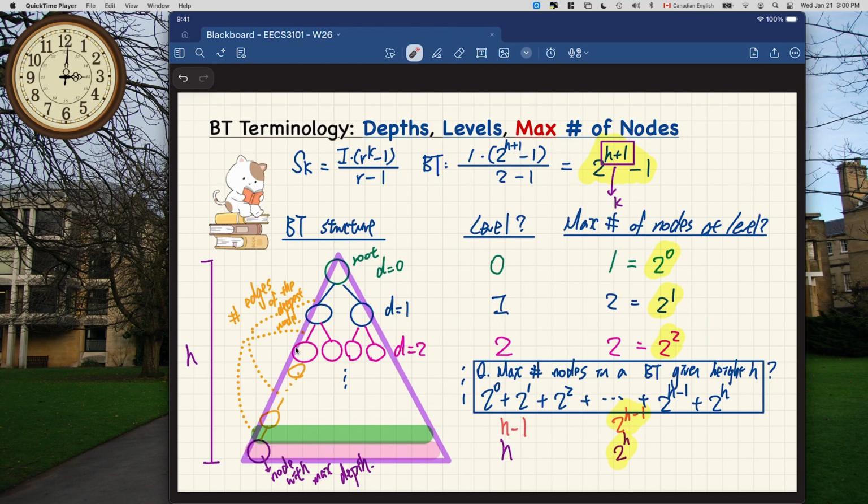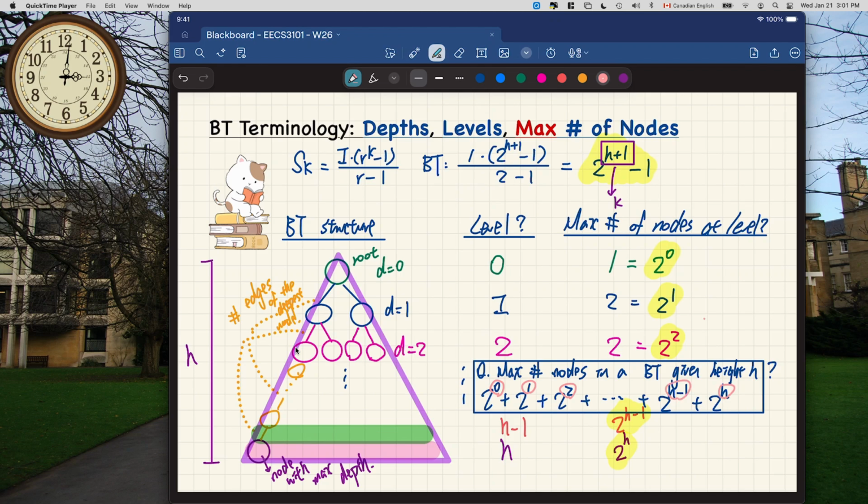Of course, that's critical, right? If you got it wrong, the sequence sum will be wrong. How many terms do we have? Give me a number. h plus 1? You think so? Okay. But how exactly do you figure, right? You got 0 here, 1 here, 2 here, h minus 1, h.